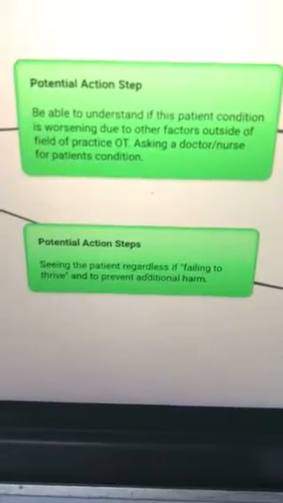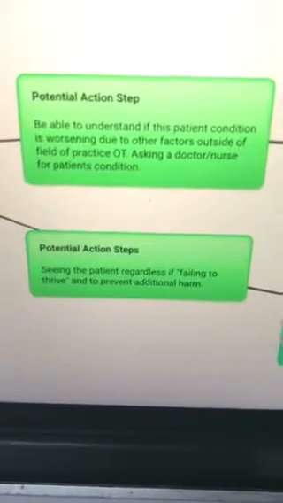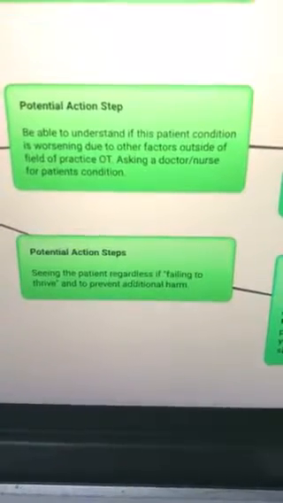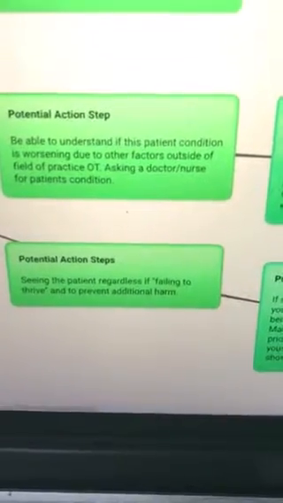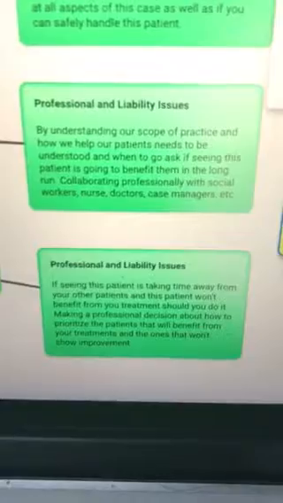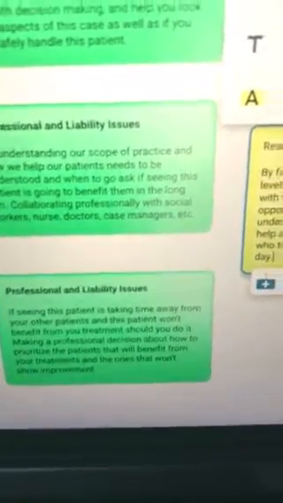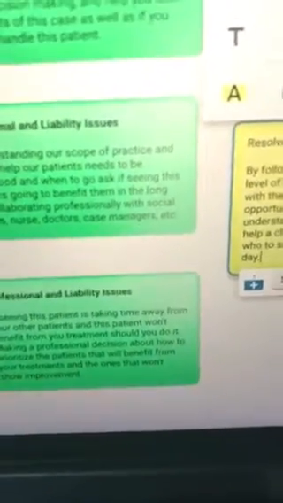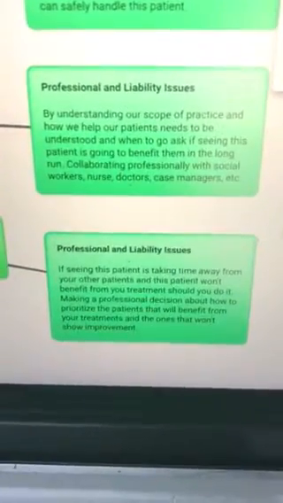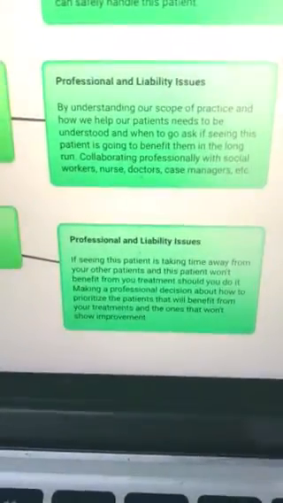And then another action step I have is seeing the patient, regardless if they're failure to thrive, to prevent additional harm. So again, we want to see them, even if they aren't thriving or getting any better. But maybe a problem with this is if we see this patient, is it taking time away from other clients that could benefit from our treatment sessions? So making a professional decision about how to prioritize the patients that would benefit from your treatments and the ones that won't show improvement.